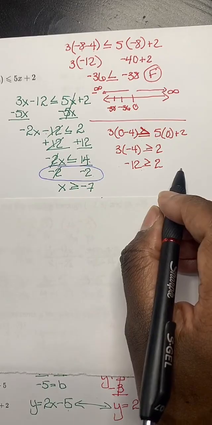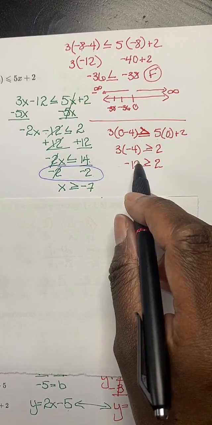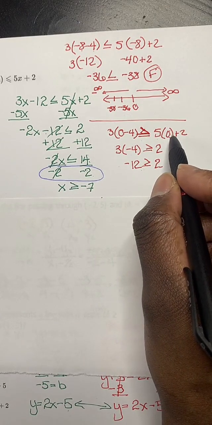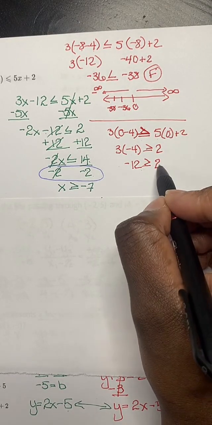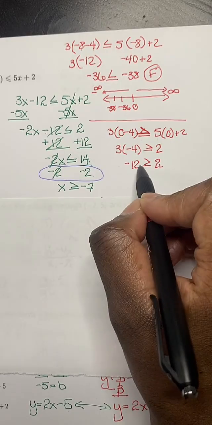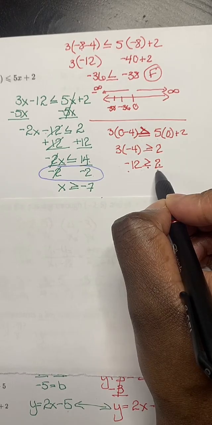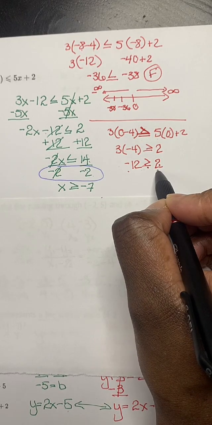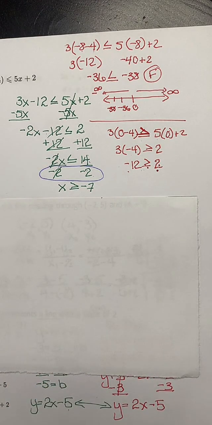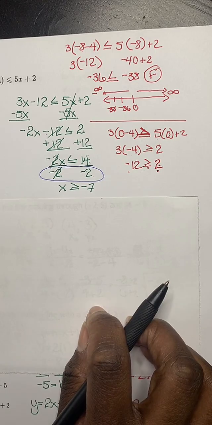Wait, hold on. So negative 12. Wait, did I flip? I did not flip. So it can't be 0. Yes, it can. Because it's 0. It's 2. What did I do wrong, guys? Because I've been doing math all day. Negative 12 is not greater than or equal to 2. That's a false statement. What did I do wrong? I did flip. That's probably why. Negative 12 is not greater than a positive 2.